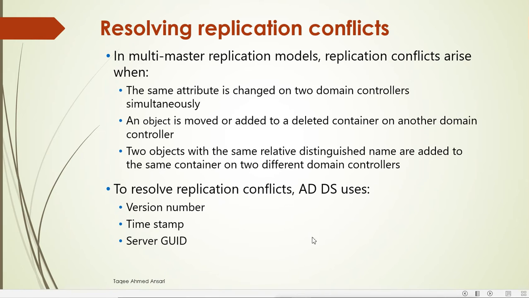The conflict will happen when the replication is done. That means if suppose we do something on DC1 and somebody else is doing something on DC2, domain controller 2, they will not know until the replication happens. So when the replication starts to happen, then what? It will see the conflict. Now how is it going to resolve the conflict?